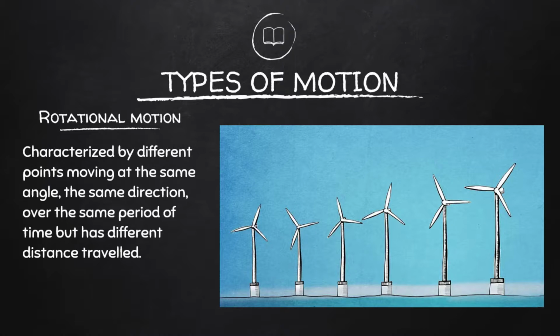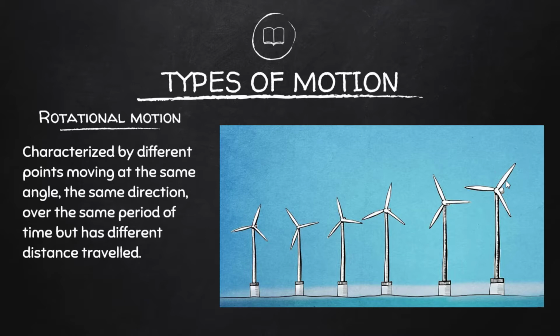In the picture shown, the wind turbine has rotor blades. If you consider a point at the tip of the blade and a point near the center of the rotor, both of these points will move with the same angle, in the same direction, over the same period of time. But the point at the tip of the blade will travel a greater distance as compared with the distance traveled by the point near the center of the rotor.